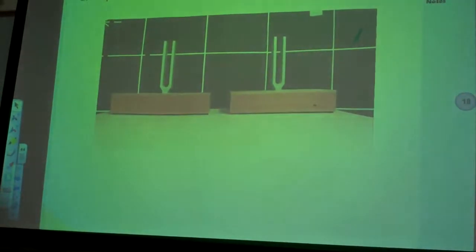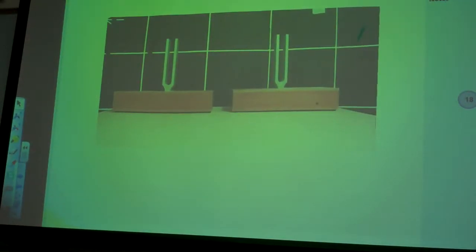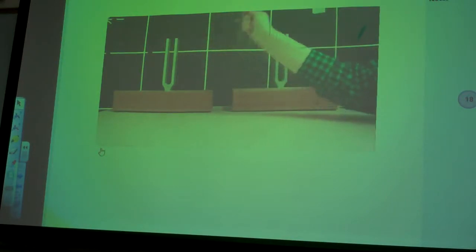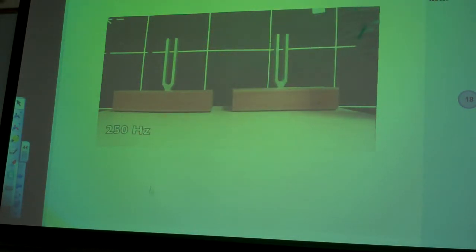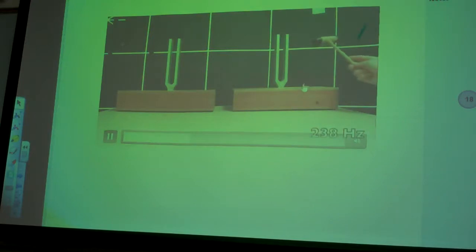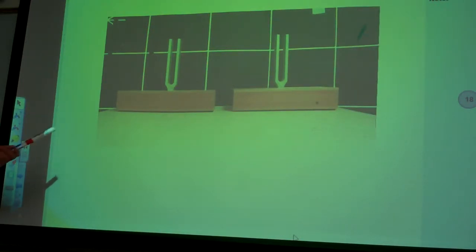Let me try if this speaker is available. Otherwise, you can just go to YouTube. I got this one on YouTube. No, the speakers don't work. So this one is 250, and this one he's trying right now is 238. From YouTube, if you have time, you should be able to hear an interesting whoa, whoa, something like this.